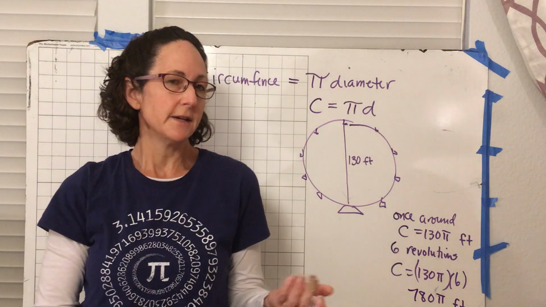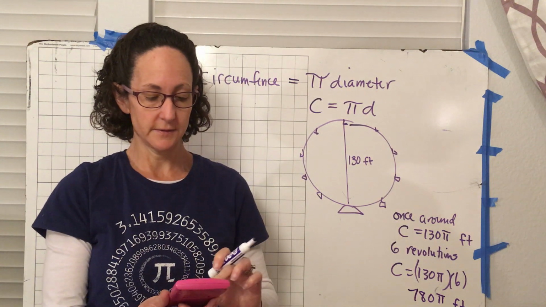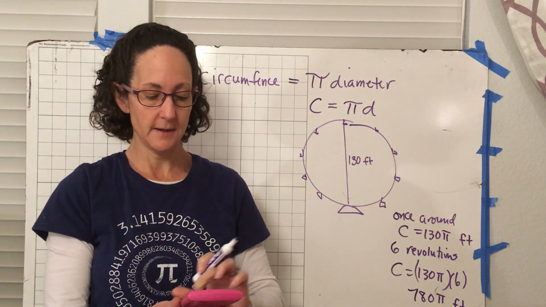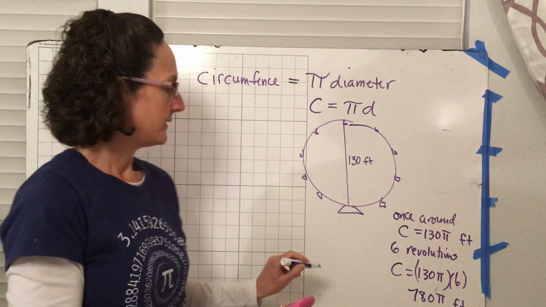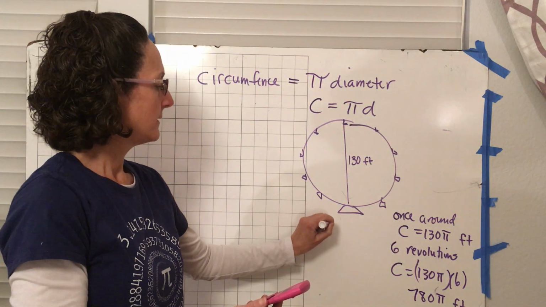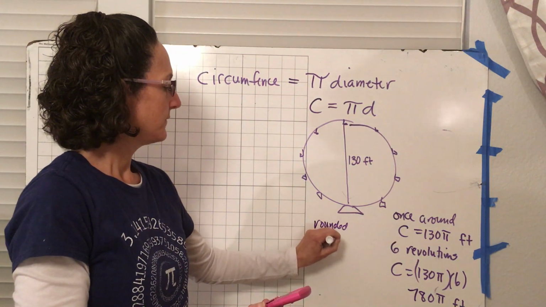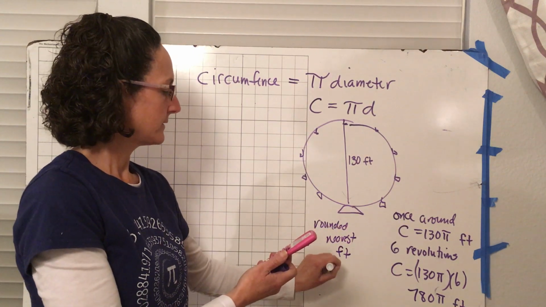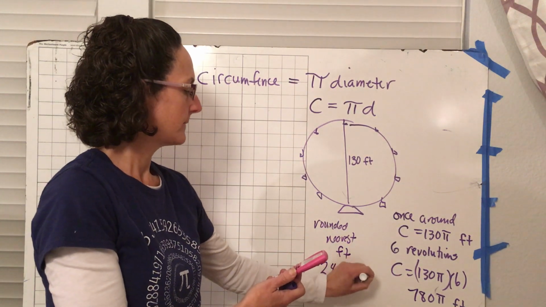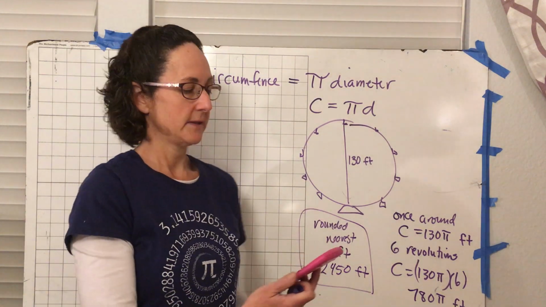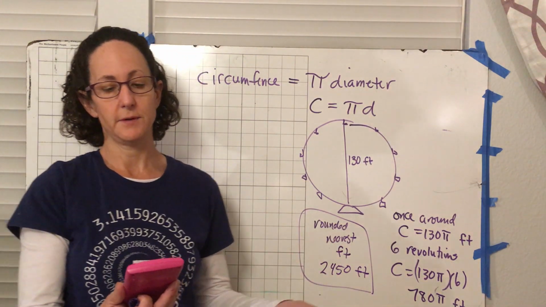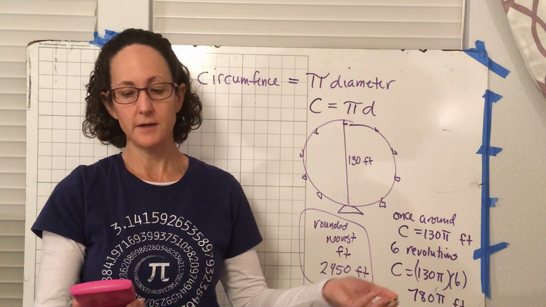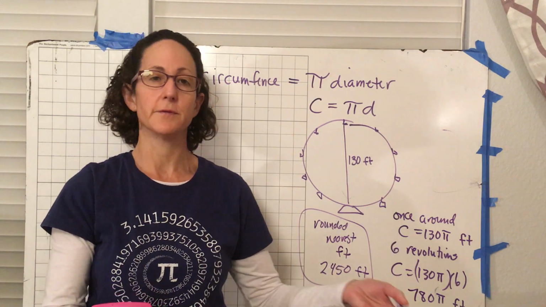But sometimes it's nice to know how far that actually is. So you can also take that number, times it by pi, and round it to the nearest foot. Okay, that is 2,450 feet. If you wanted to round it to the tenth, it'd be 2,450.4 feet. Round it to the hundredths, 2,450.44 feet.